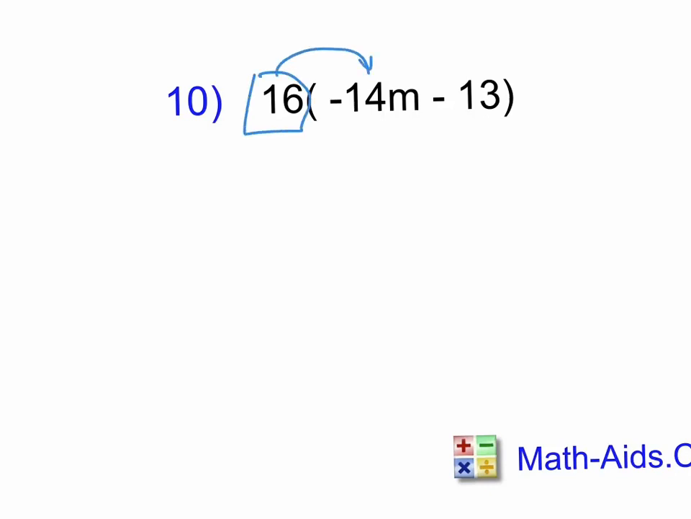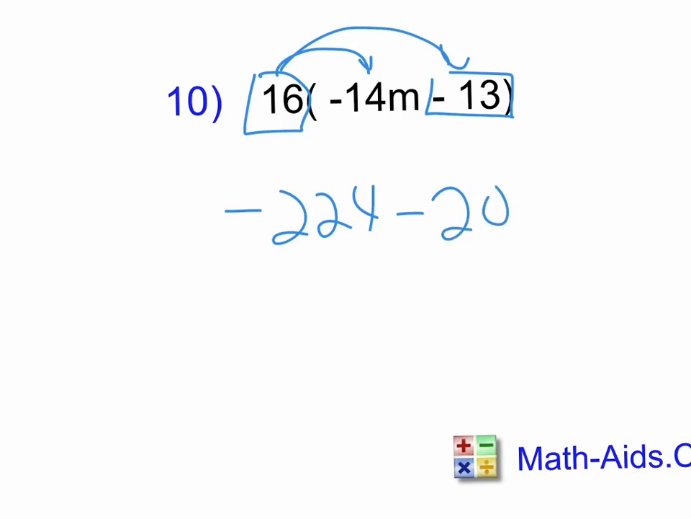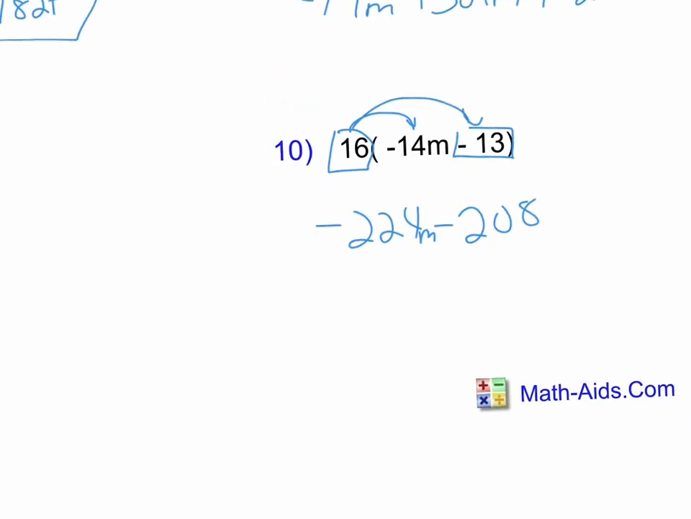Okay, moving on, I have that 16, and 16 times all those, so 16 times a negative 14m, negative times positive is a negative, and then 16 times 14 is 224. And then I take that 16 and I take that times the negative 13, so positive times negative is a negative. 13 times 16 is 208. Guys, do not forget to put your variables, so that 16 times that 14m would have to have that m also. So it's not just 16 times 14.